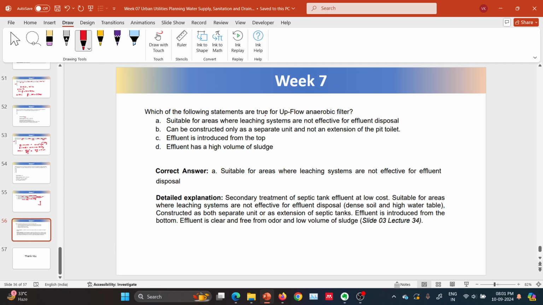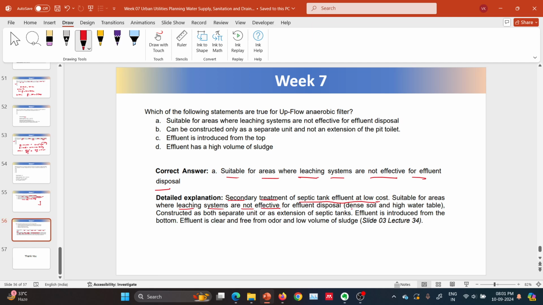Which of the following statements are true for upflow anaerobic filter? So this is the same question. It is suitable for areas where leaching systems are not effective for the effluent disposal, that we discussed. Secondary treatment of septic tank at low cost can be done. It is used where leaching system is not effective.